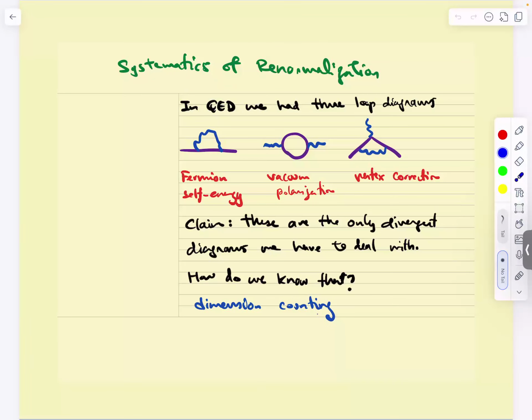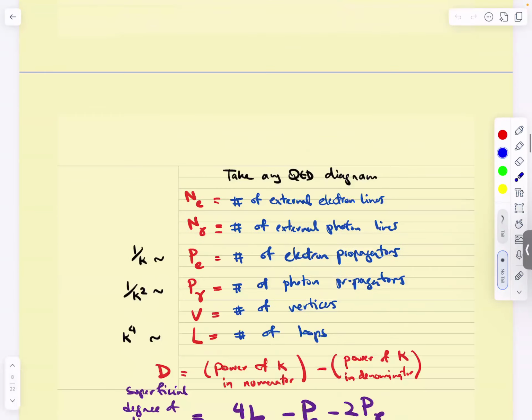The claim was this: these are the only divergent diagrams we have to deal with. How do we know that? So today we're going to try to build an idea called dimension counting that explains, or tries to explain, this. There are some subtleties that come with it, and we're going to try to explain that. This is going to be the first step towards understanding the systematics of renormalization.